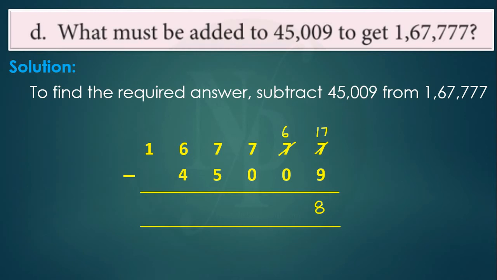Here, subtracting 0 from 6, you get 6. And subtracting 0 from 7, you get 7. Subtracting 5 from 7, you get 2. Subtracting 4 from 6, you get 2. And we don't have any digit here, which is to be treated as 0. And subtracting 0 from 1, you get 1.